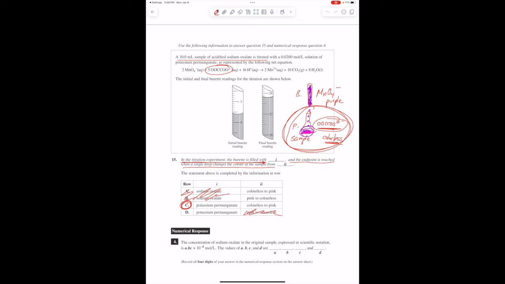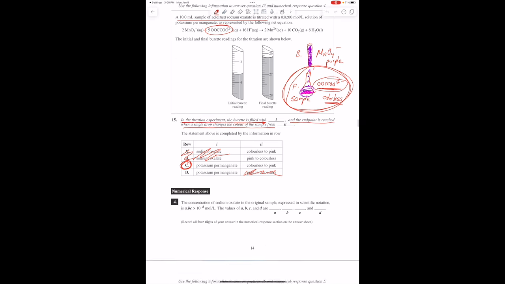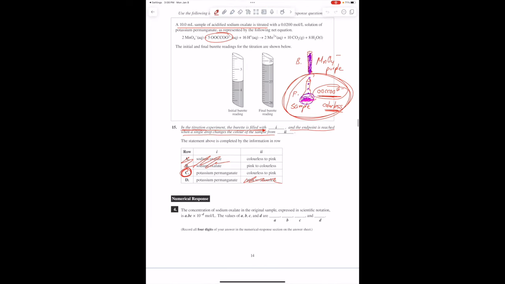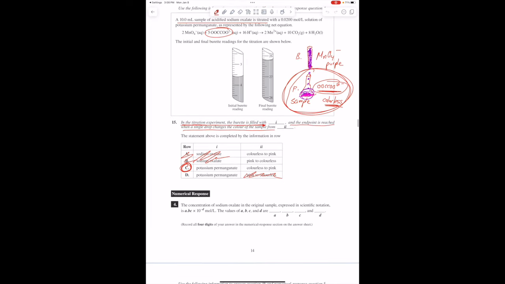Okay, I had 15 is C. I'll do this one when I get home. I'm gonna go take a break. Yeah, because that's a big old titration calculation, stoic and everything else. Okay, I'll come back to NR4 in a bit. Bye-bye.